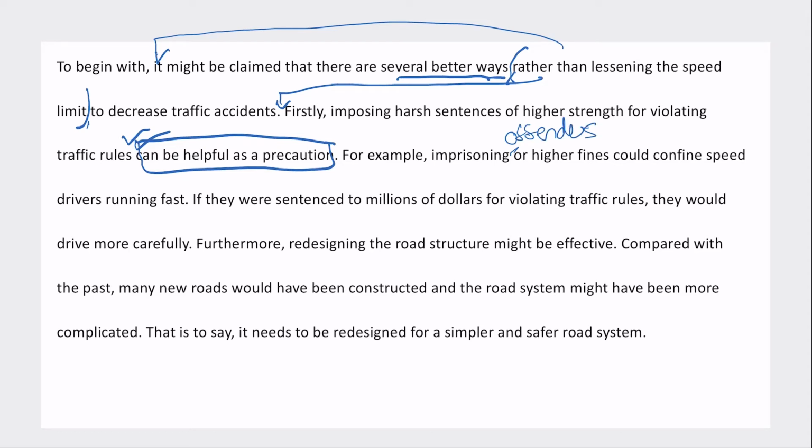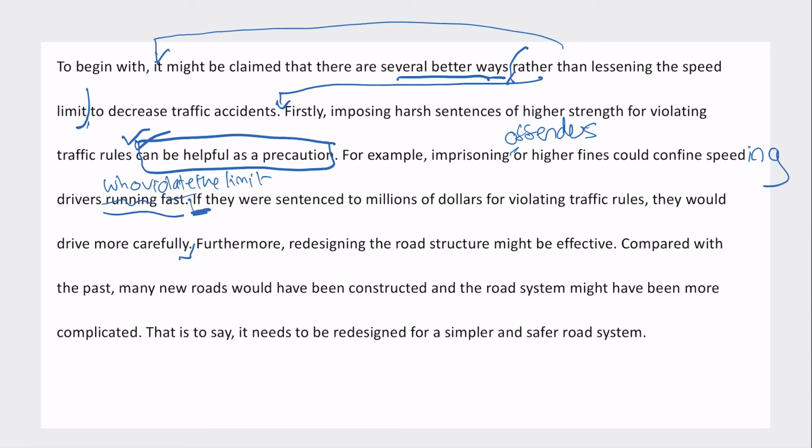Imprisoning offenders or higher fines could confine speeding drivers who violate the limit or something like that, rather than running fast. If they were sentenced to millions of dollars for violating traffic rules, they would drive more carefully. This is a really nice example of a sentence. They've shown me some good grammar here.